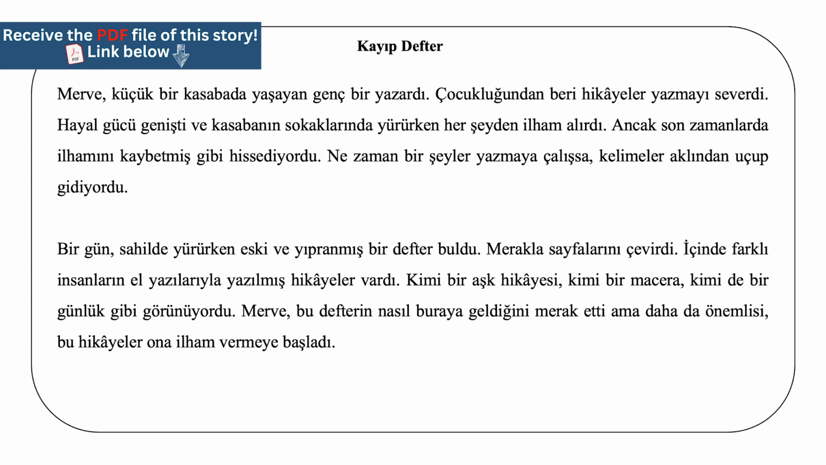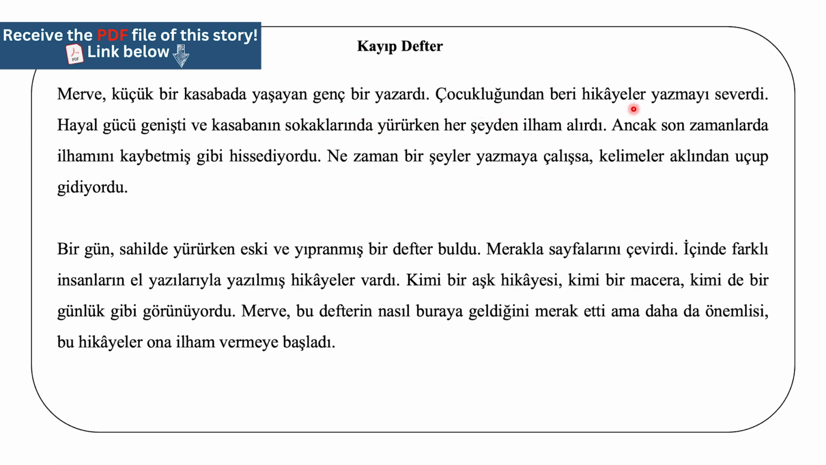So Merve, the name, was what? A young writer that lived, from yaşamak, to live. Yaşayan, the one who is living. That lived where? In the da, in a small town. Kasaba means town, da means in or on or at, depending on the sentence. So Merve was a young writer living in a small town.